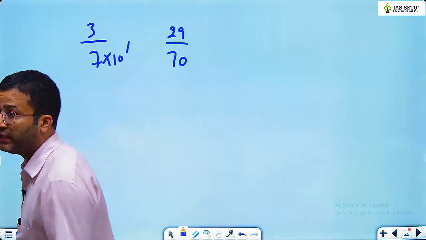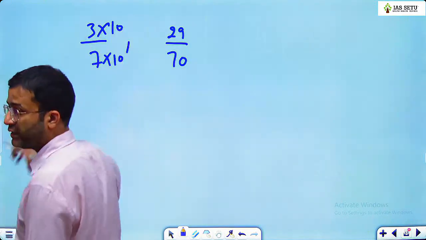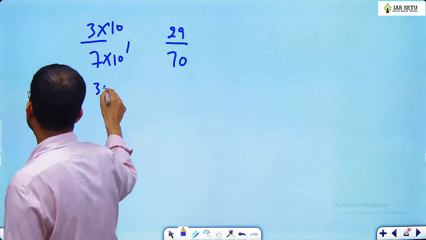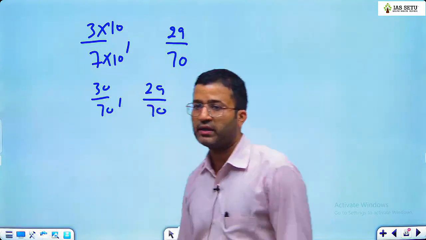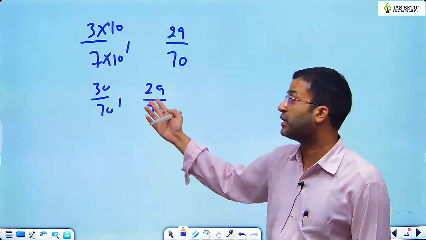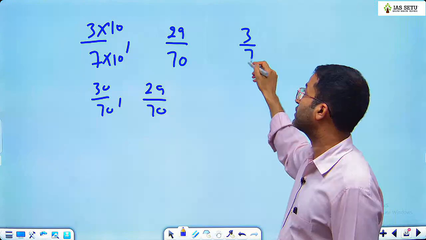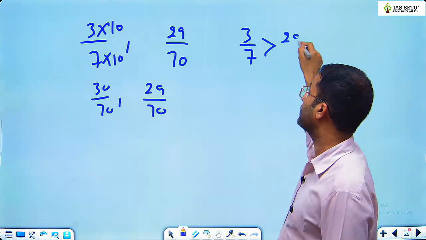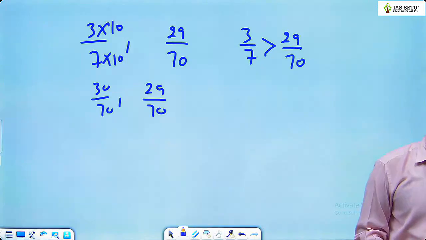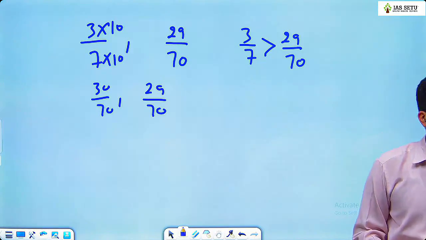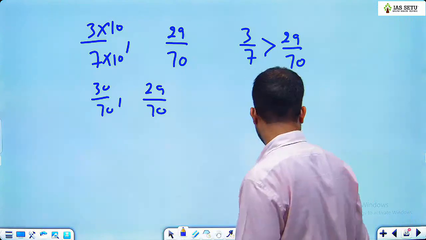But the rule here is when you multiply your denominator with 10, you have to multiply the numerator with 10. So here this is 30/70, this is 29/70. Now we apply the concept. Since the denominator is constant, numerator बड़ा तो number बड़ा. So 30 is greater. So you can say 3/7 is greater than 29/70. So sometimes the denominator is not constant, but we can make it. I ask you a question.